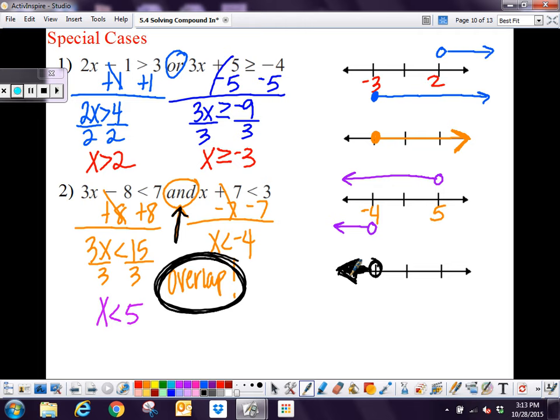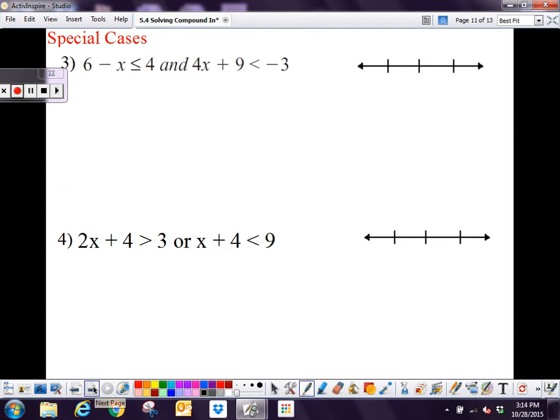So notice why these are special cases. They're special because they're different than all these other ones. Okay, they're going in the same direction. We're gonna skip these, but if you don't understand these special cases, go back and watch the last two that I just did again. Actually, let's pick one of these to do. How about we do number 3. I want to make sure y'all have enough examples.